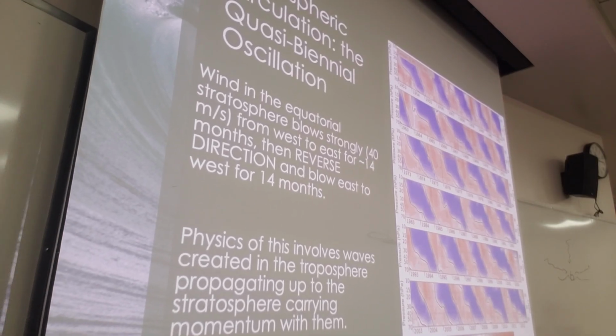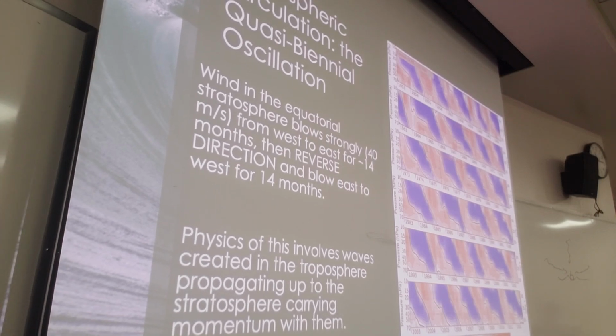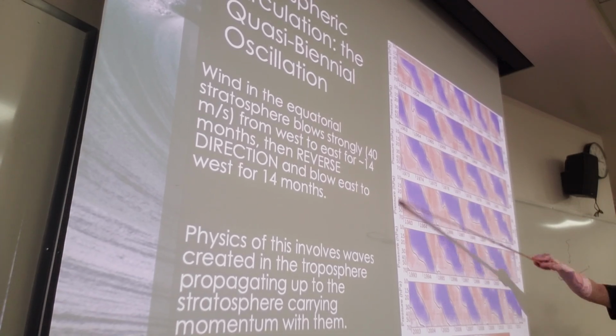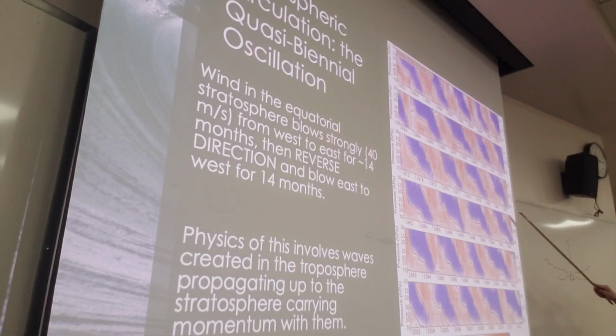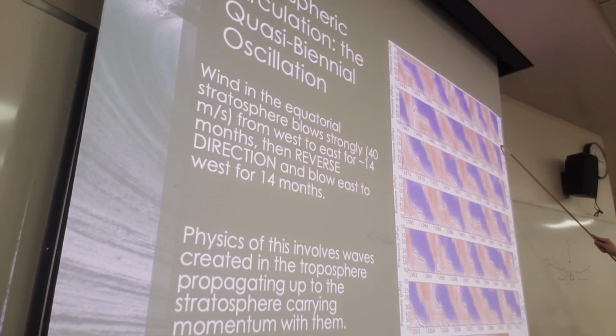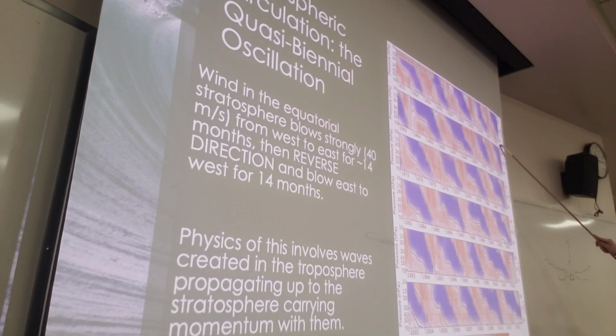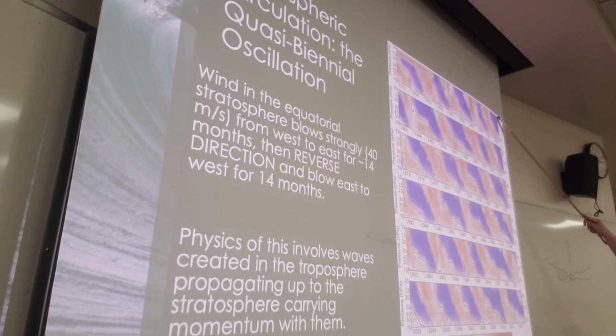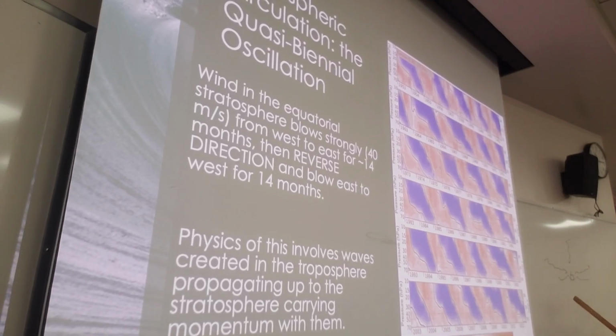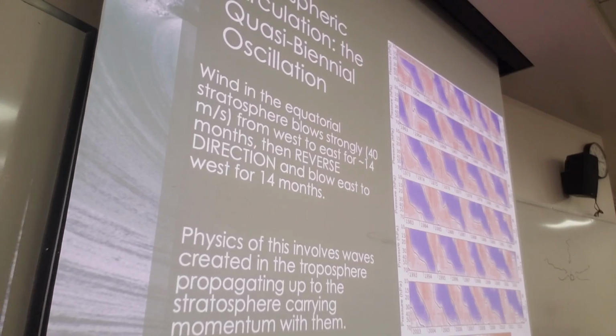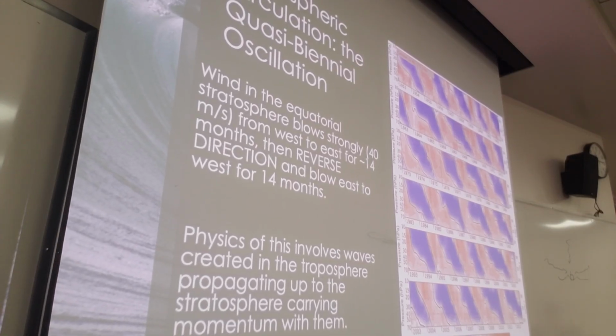And what the colors are showing is the direction and the strength of the wind. The y-axis here is altitude. This picture is showing from about the bottom of the stratosphere at about 18 or 20 kilometers altitude up to the middle stratosphere at about 35 kilometers altitude. The colors show the strength and direction of the wind.